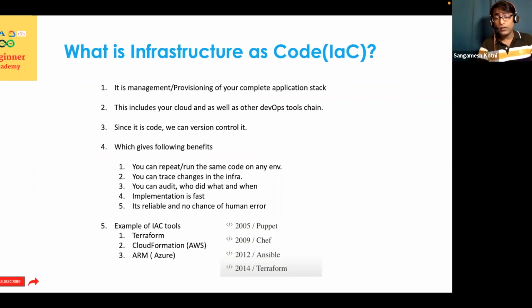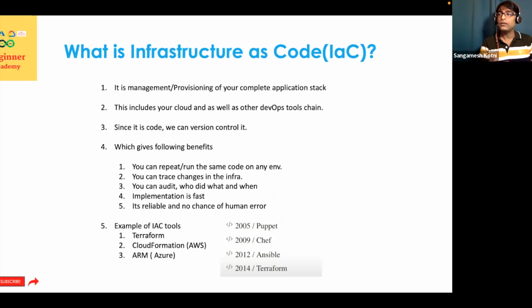You can't call Puppet, Chef, and Ansible infrastructure provisioning tools. The reason being, these are all majorly concentrated on configuration management. Basically, in infrastructure as code, there are two types. One is infrastructure provisioning tools, and the second one is configuration management.